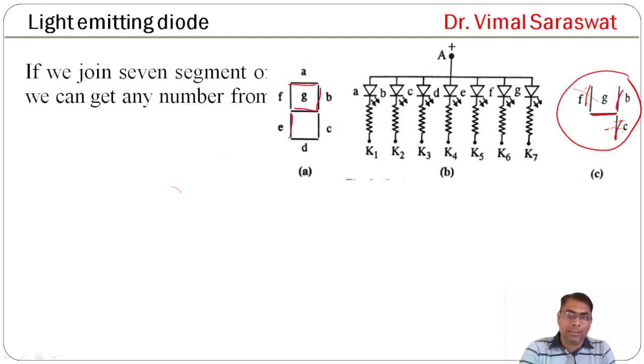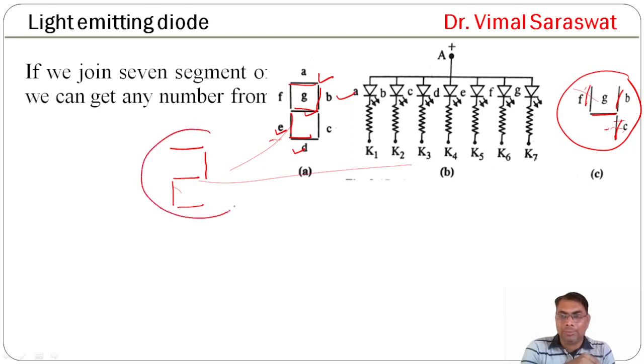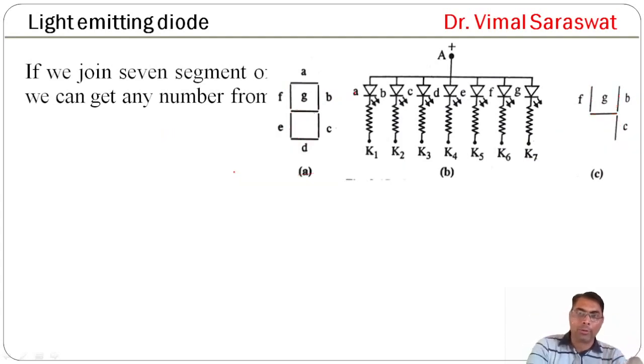2 is our this figure. So A, B, G, E and D. If A, B, G, E and D LEDs are lighted up, then we get number 2. So in this way we can get any number from 0 to 9 by using 7 segment LED.